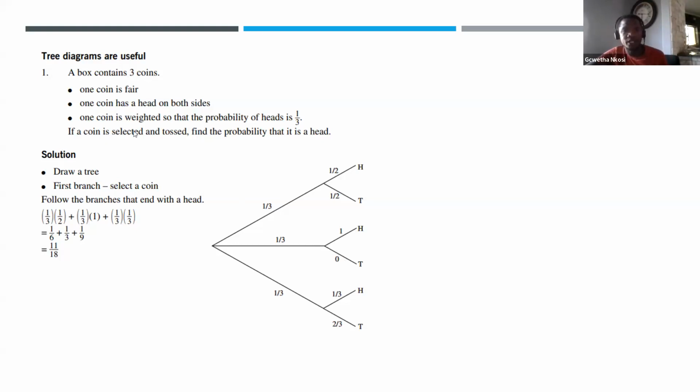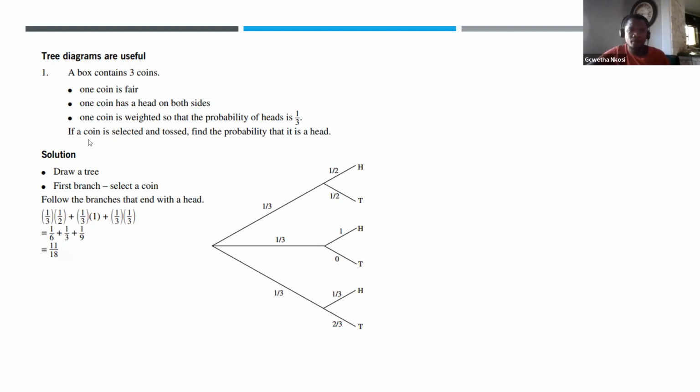Now, they tell you again, one coin is weighted so that the probability of its head is 1/3. The probability of its head is 1/3. So they weigh the coin, they find that the probability of its head is 1/3. Oh, all right. Under the branch of the head, the weight there is 1/3. What should be the remainder? Remember, when I add the probabilities of the branches, I should always get 1. So it means that the weight of the tail is 2/3.